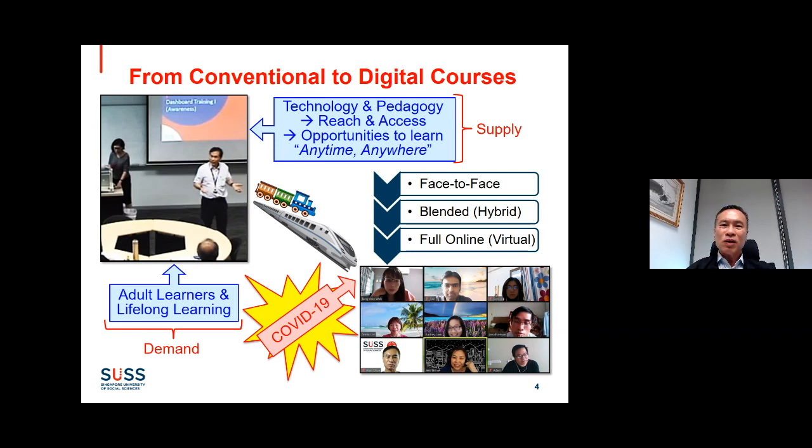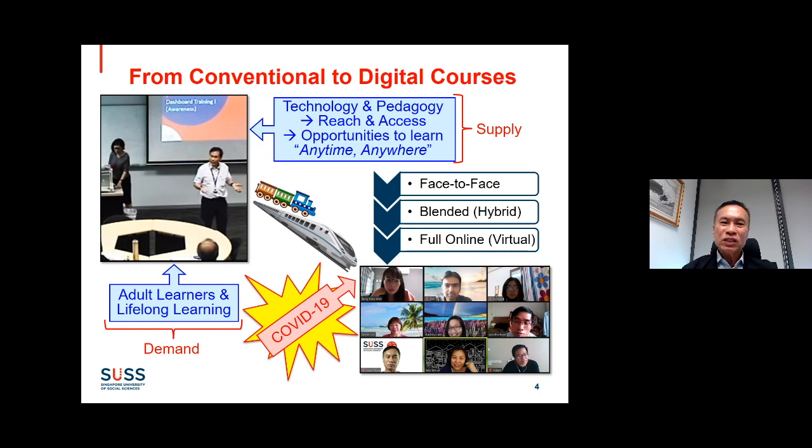And because of some advances in technology and pedagogy, and from factors in the supply and demand side, you find that in the last 2 decades, we have slowly moved towards digital courses. We have moved from face-to-face to blended to full online virtual classes. And this is what we have at the bottom right-hand side. The movement from conventional courses to digital courses is like a slow train in the last 2 decades or so.